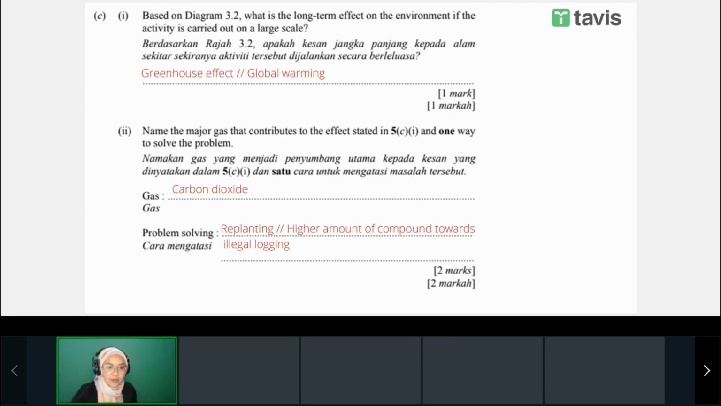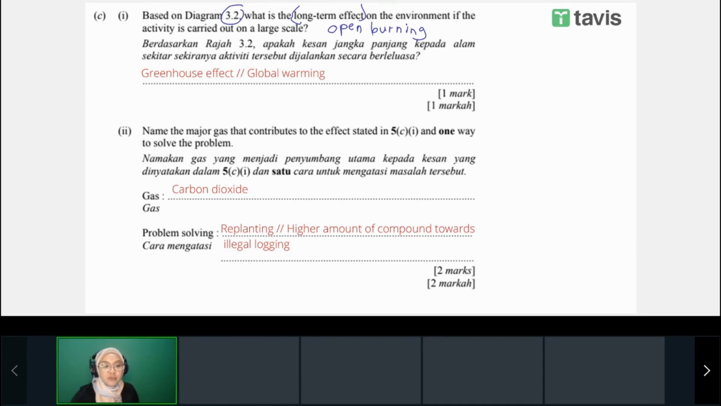Okay, let's see the next question. Now they ask about 3.2. 3.2 is all about the open burning. What is the long-term effect? It asks about the long-term effect on the environment if the activities is carried out on a large scale. That's a large scale of open burning and its long-term effect.